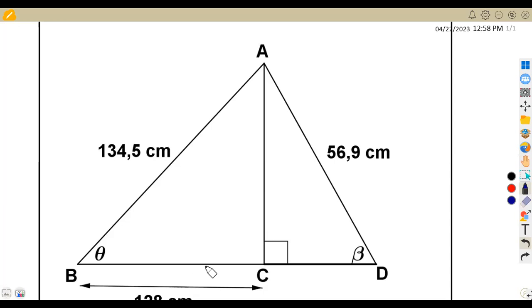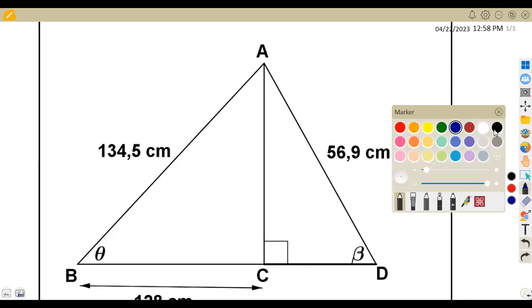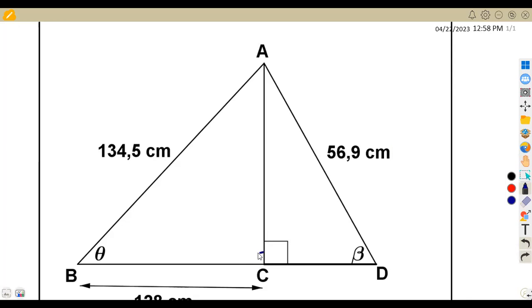Remembering that angles on a straight line add up to 180, if this is 90 degrees, then this is also 90 degrees on this end. So from the other end here, we are going to have 90 degrees. That is the idea of the question. This is 90 degrees, this is 90 degrees, and if we add them, we obtain 180.